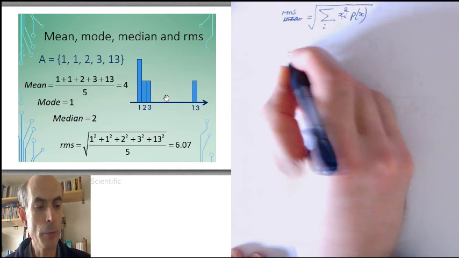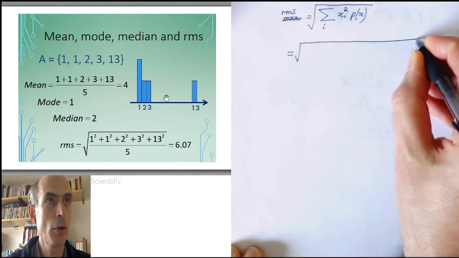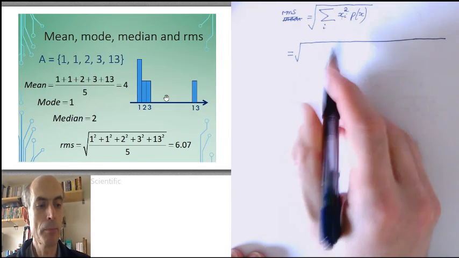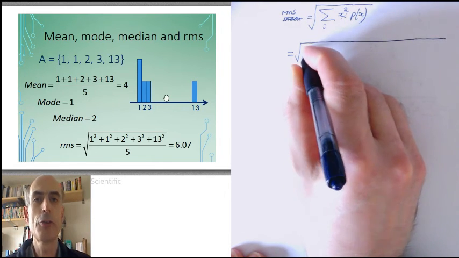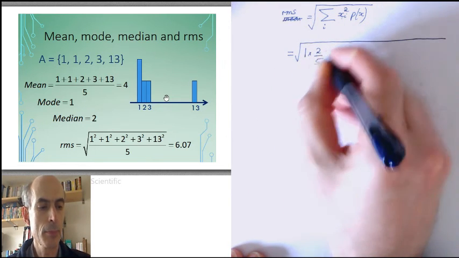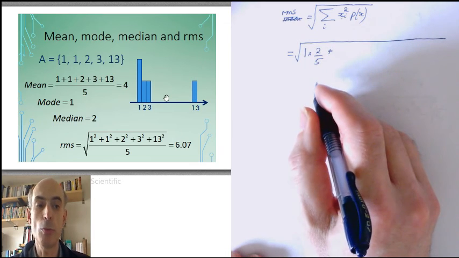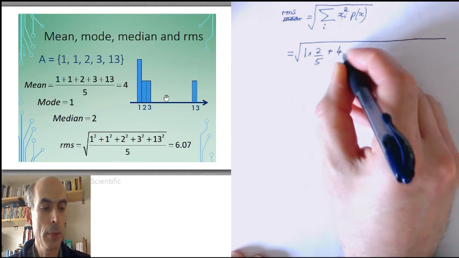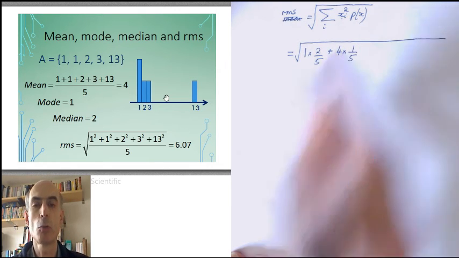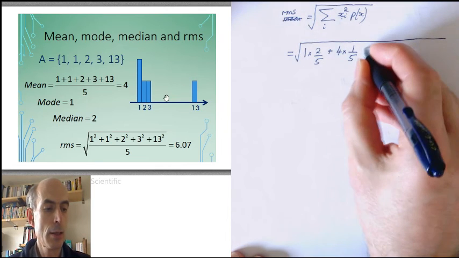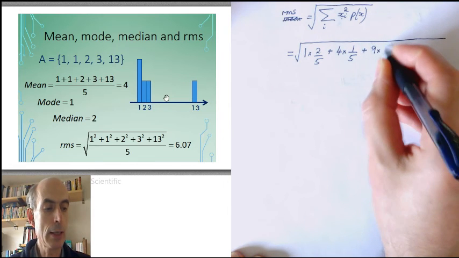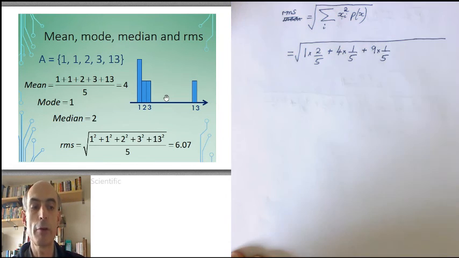So let's work that out. It's the square root of, okay, well, x can be 1. 1 squared is 1, and the probability of x being 1 is 2/5. Next, x can be 2. 2 squared is 4, and the probability of x being 2 is 1/5. It's 2 for 1/5 of the time. x can be 3, which would make x squared 9, and again it's 9 for 1/5 of the time.